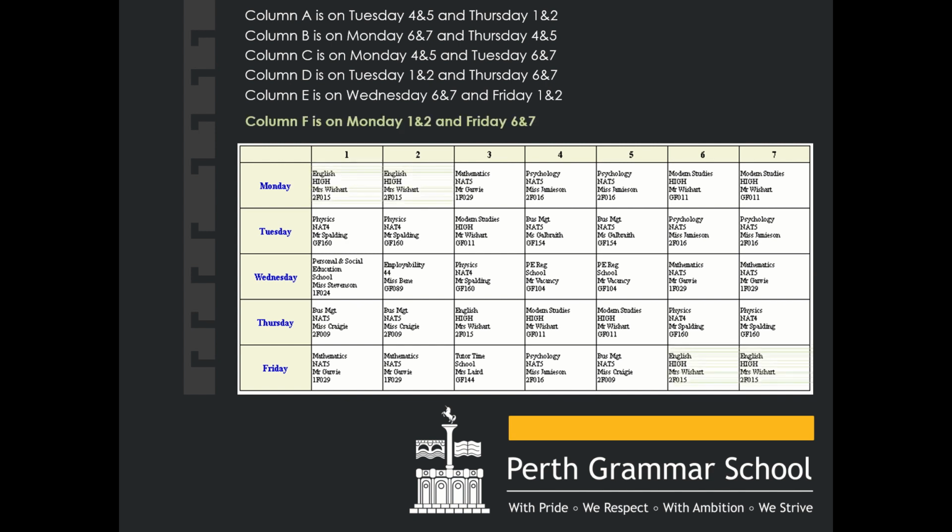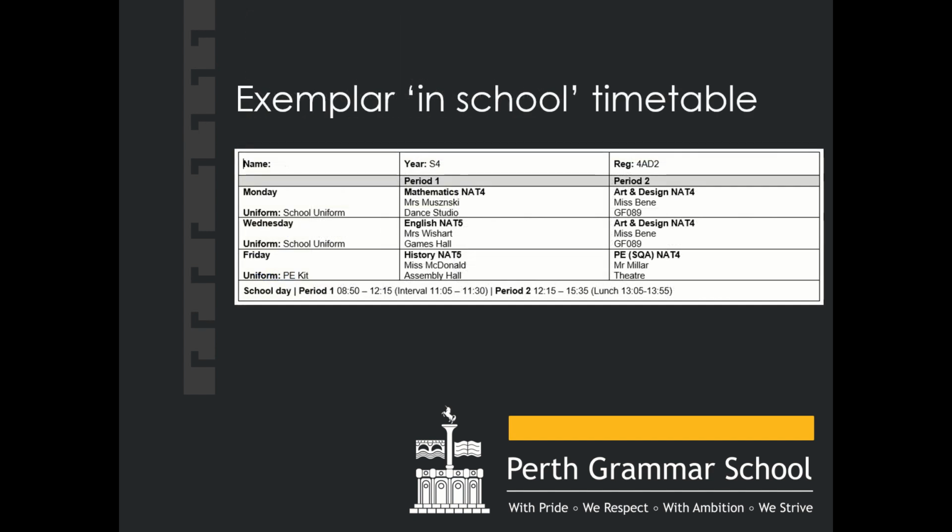If we look at column F, this is situated on a Monday 1 and 2 and a Friday 6 and 7 in the highlighted areas. Now, bear this in mind when we now look at a timetable that you will be working at for the next 3 weeks. This exemplar timetable should have found its way to your email address from the school, and this is what you will work off of over the next 3 weeks.